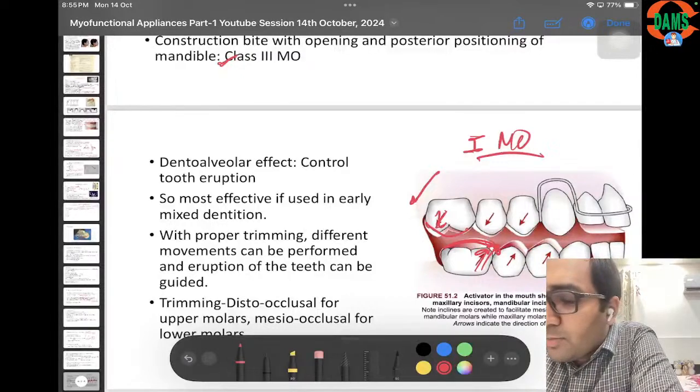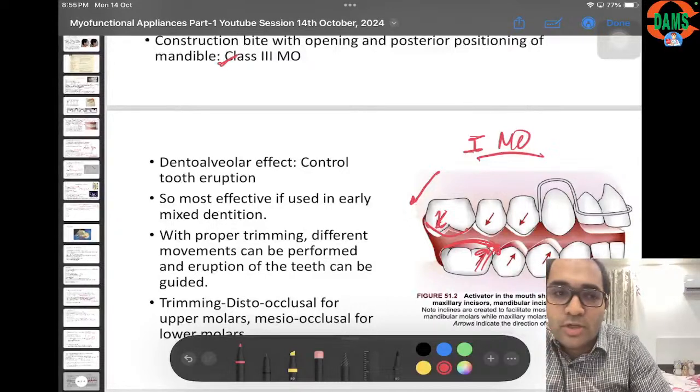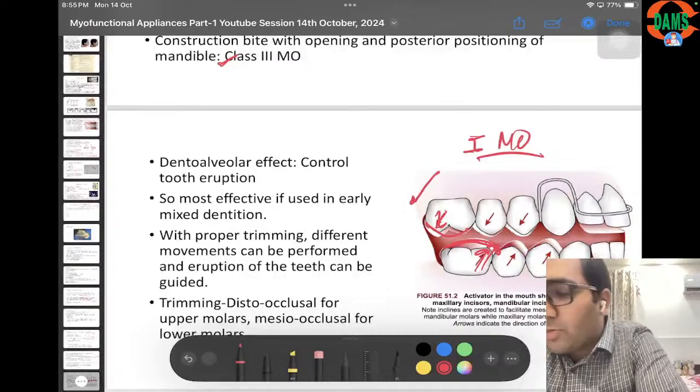I hope I am able to clear your doubt here. If any other doubt or any other question or query, you can write it or you can post it, tag us. We'll be happy to answer.